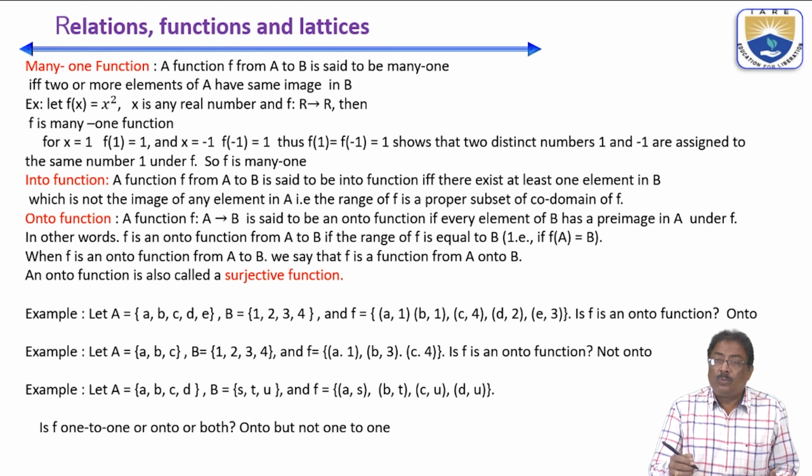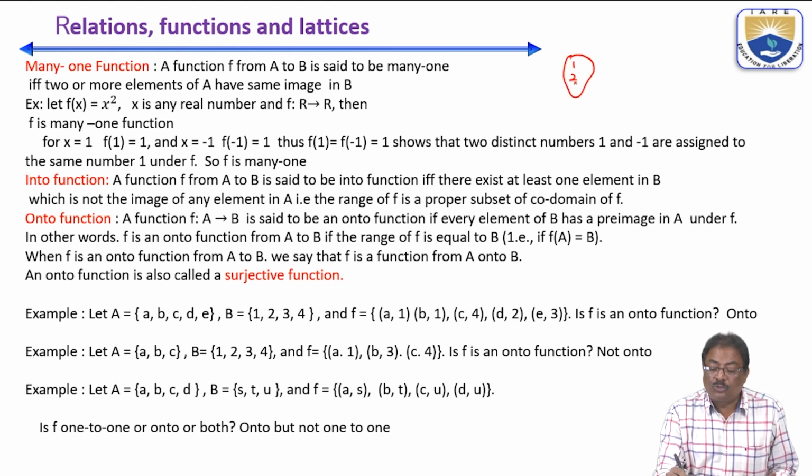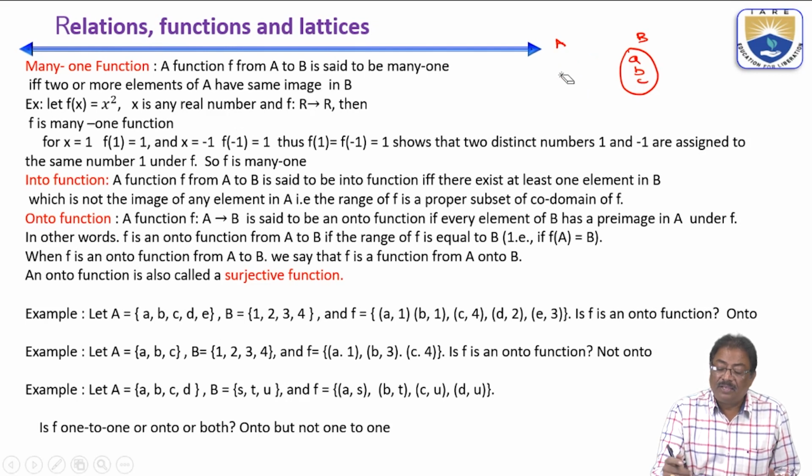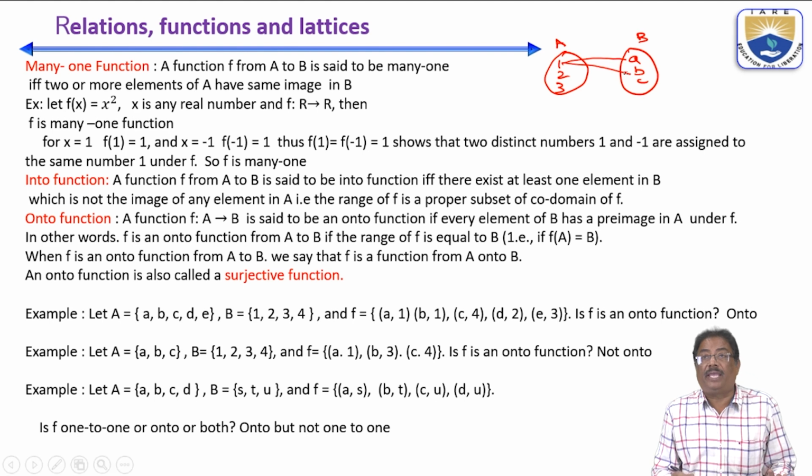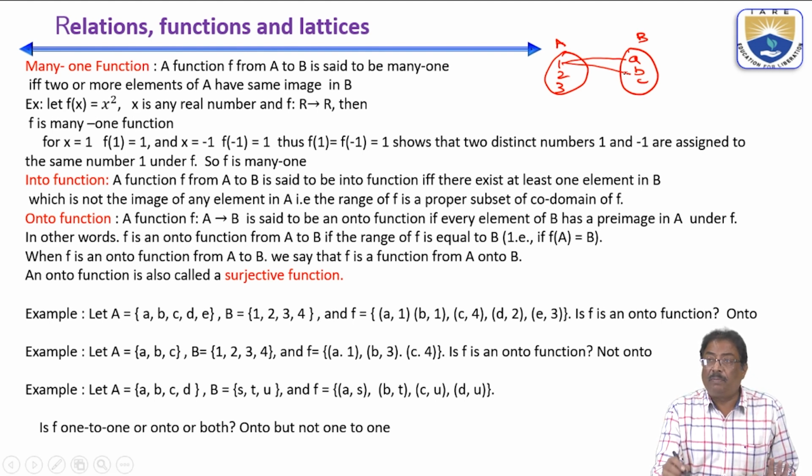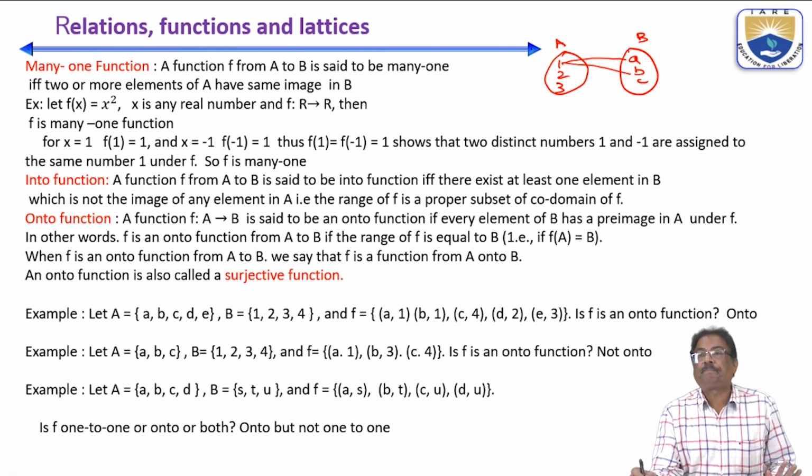So here, in the relation, let us say A consists of 1, 2, 3 and B consists of A, B, C. See here, 1 is related to A as well as 1 is mapped to B. Then this is simply a relation. It is not a function.